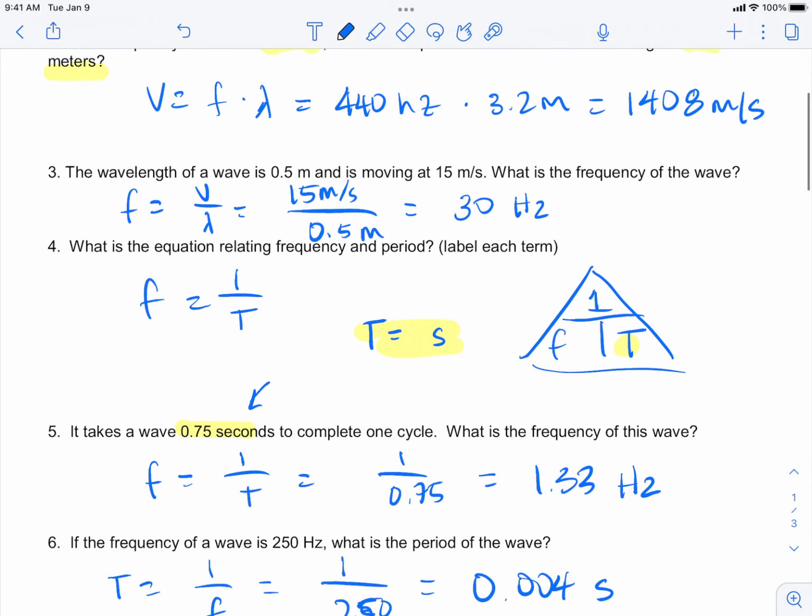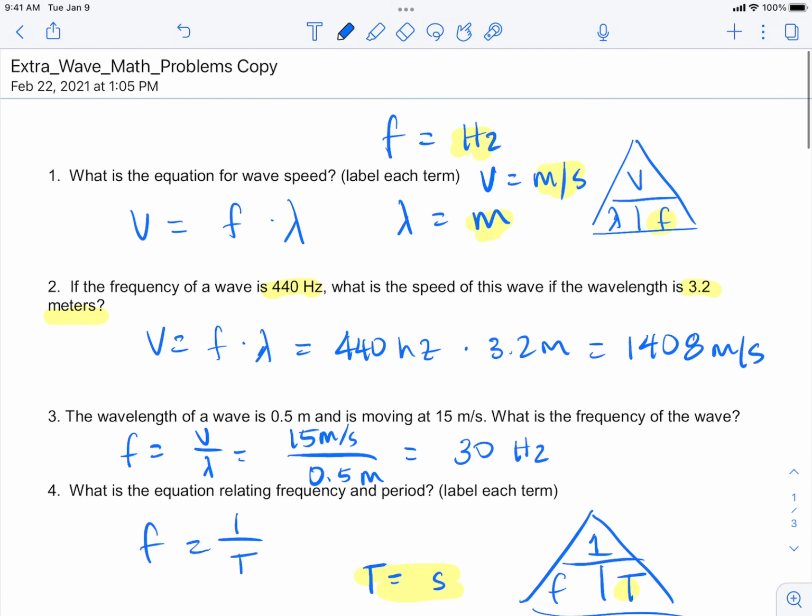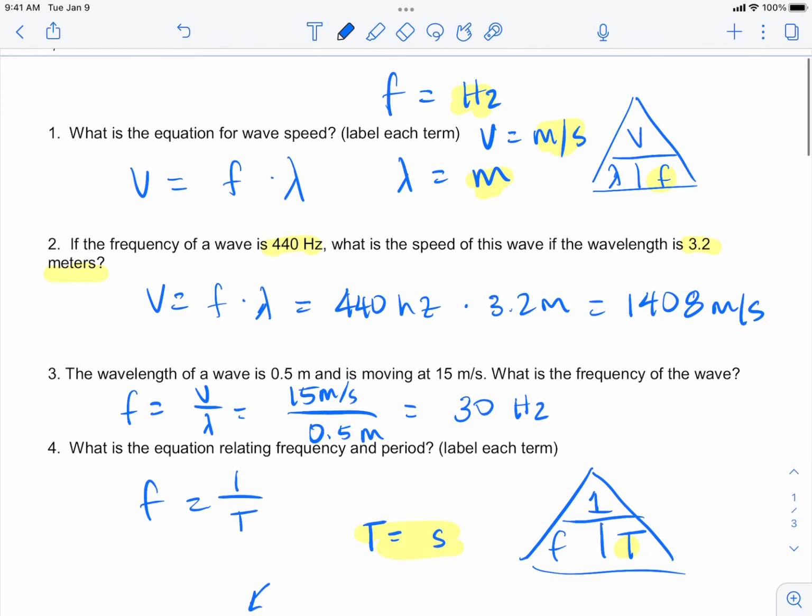So, good review of some of the math, and now you've learned some of that and seen some of the examples. Next time you are together, you'll have a worksheet to practice some of these, but that is a rundown of the two most important equations for the waves unit, which would be for velocity and for frequency.